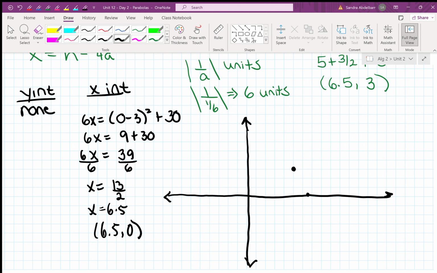Okay, let's plot everything else. So this was our vertex. Let me go put V. All right, let's plot our focus. What is our focus? 6.53. And then we want our directrix. Our directrix was x equals 3.5.